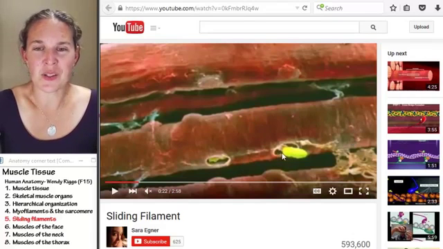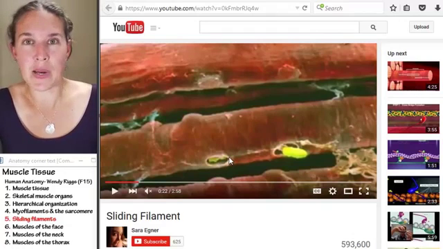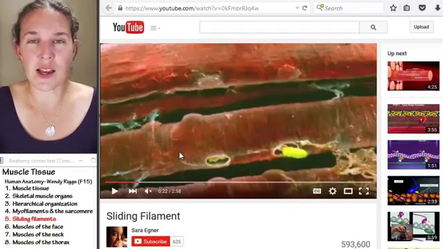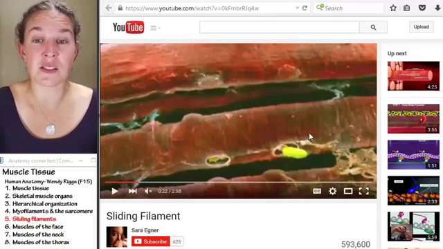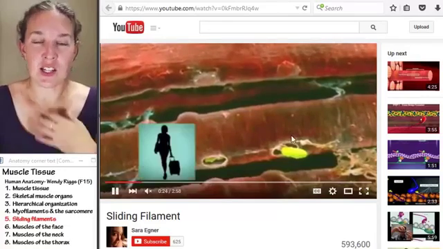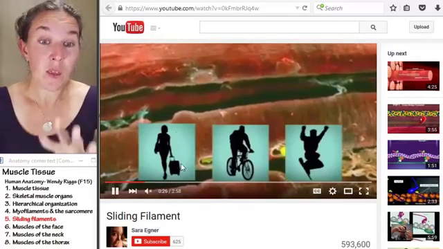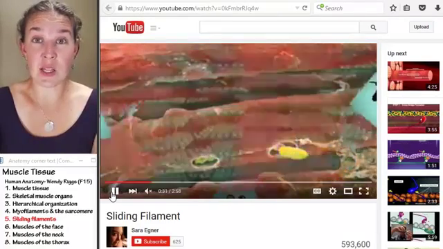I don't know what those green things are. Maybe those are nuclei that are busting loose, because nuclei always want to bust loose. But this thing right here is a single skeletal muscle cell. And if she's talking, I just muted her, but skeletal muscle cells do a lot of things for us. They enable us to move.